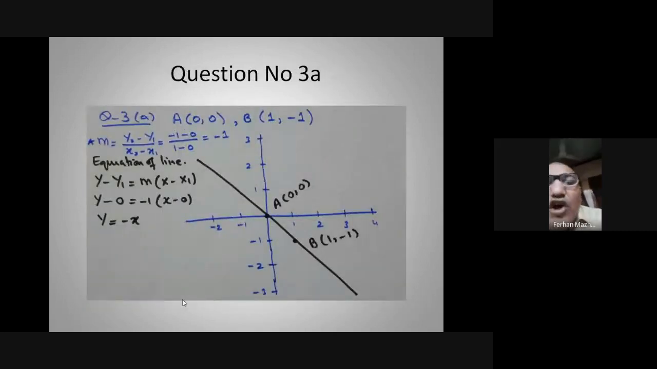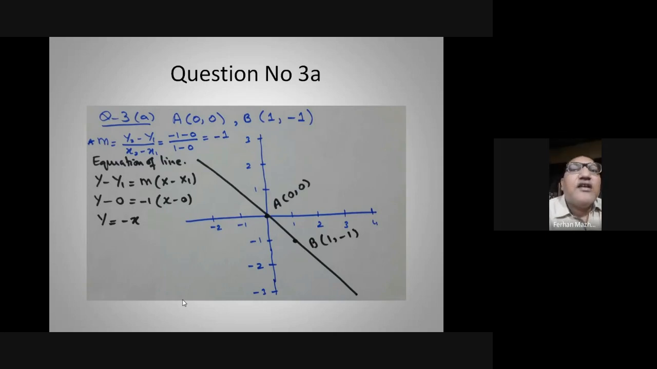Okay. So on your screen, question number 3, part A is showing up here. The 2 points are given. The A point is 0 comma 0, and the B point is 1 comma minus 1. We want to find out the equation of the AB line. For your convenience and understanding, I have drawn the grid here and located those A and B points on that grid. You can see that I have joined the points with the black line on your screen.